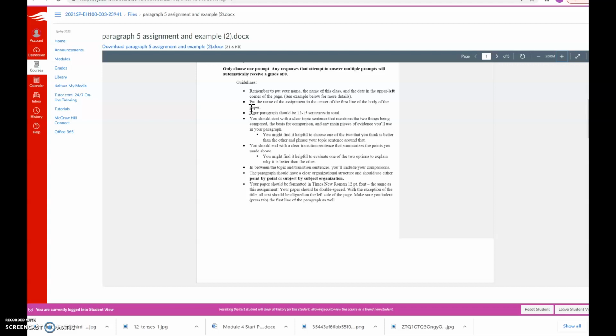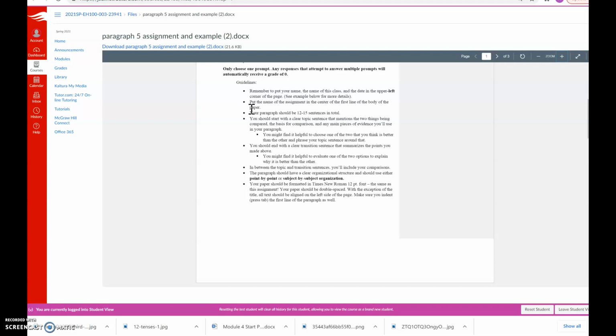You might find it helpful to use the evaluative method and choose the one you think is better than the other and phrase your topic sentence around that. Please do use the models in the PowerPoints for this. You should end with a clear transition sentence that summarizes the points you made above. You might find it helpful to evaluate one of the two options to choose which one is better. In between, you'll include your comparisons.